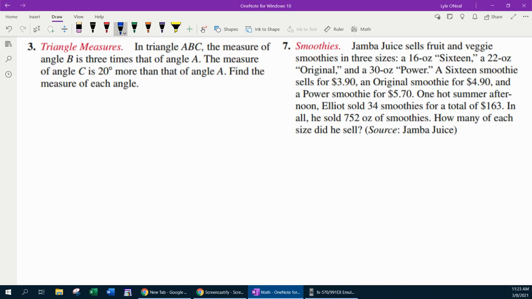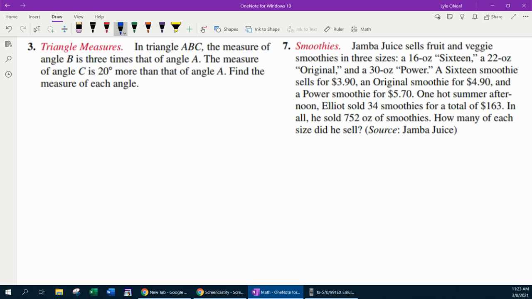In a triangle ABC, the measure of angle B is 3 times that of angle A. The measure of angle C is 20 degrees more than that of angle A. Find the measure of each angle. So if it helps you to draw a picture, I highly recommend that you sketch a picture first.